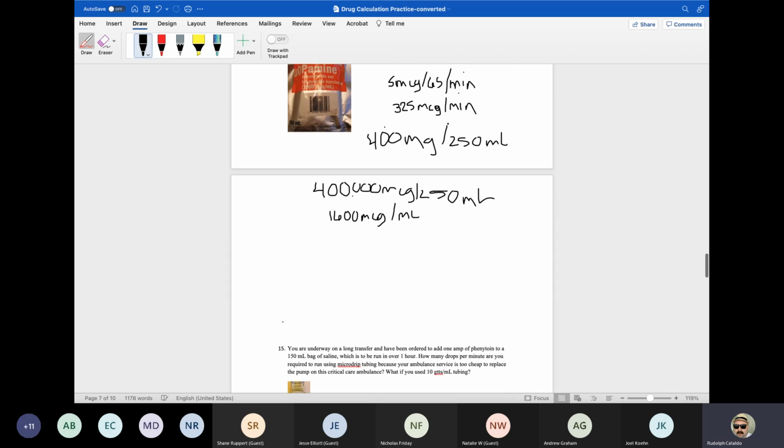Okay. So I've got what I need to give, which is right here. I need to give 325 micrograms, right? I'm supplied 1,600. So now I draw my clock.